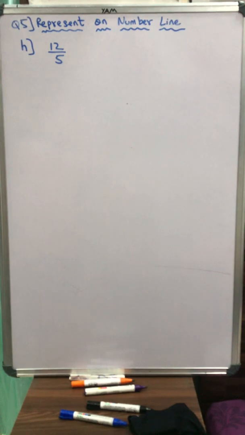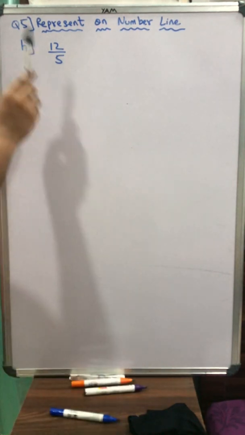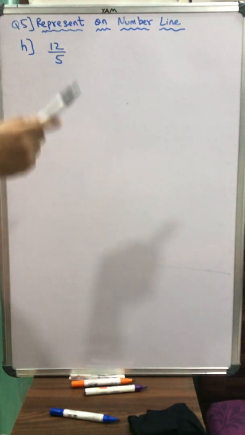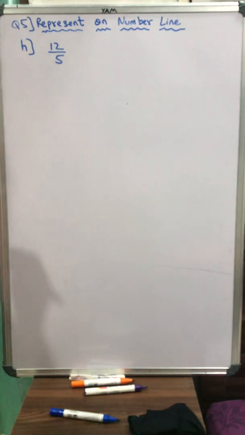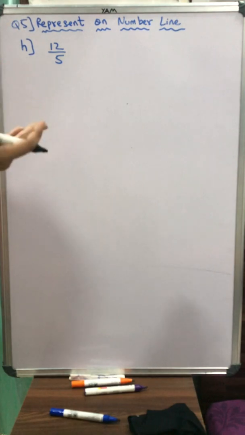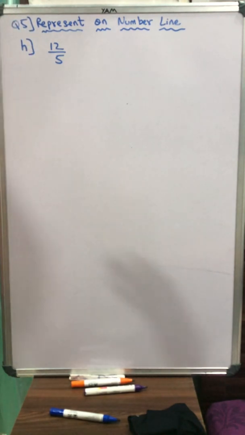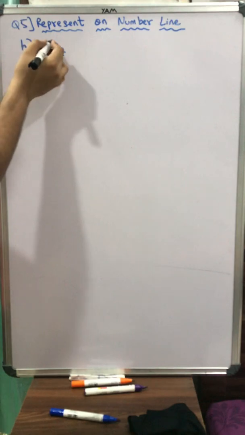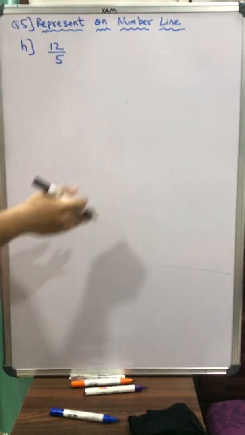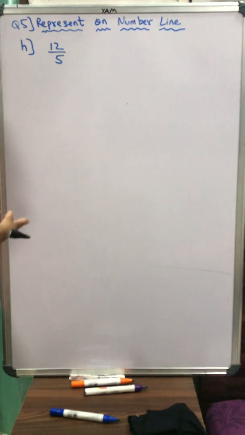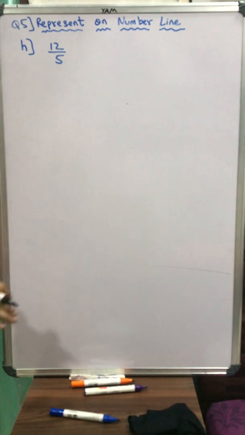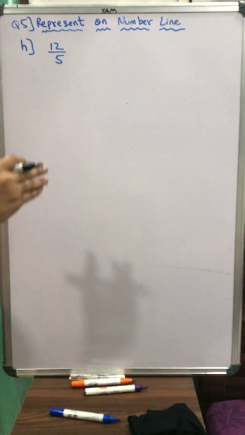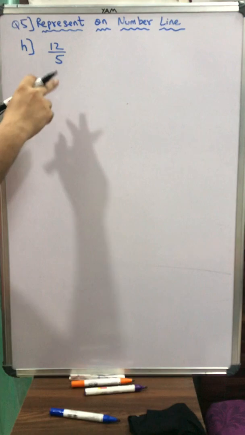So students, on the board we have the same question number 5, represent on number line, and the first question I have taken is sub question H of your textbook, 12/5. Just a moment ago I told you first we need to categorize whether numerator is bigger or denominator is bigger. So I'll say here numerator is bigger, 12 is bigger than the denominator 5. So this is called an improper fraction. I gave you a note that whenever numerator is bigger than the denominator, you always have to convert the fraction into a mixed fraction.